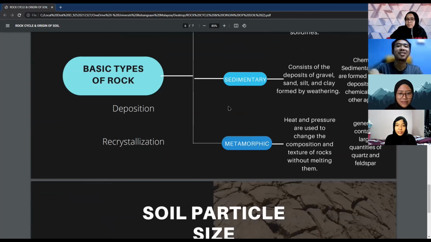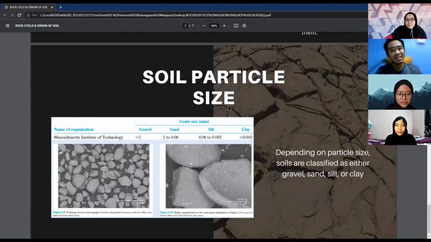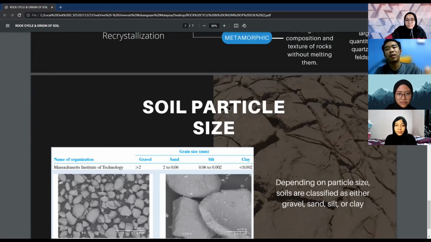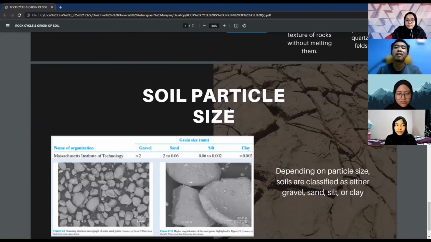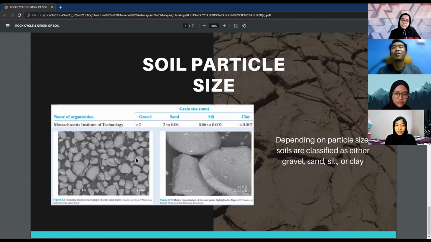I think it's okay. Next, we going to the soil particle size, and soil particle size depending on particle size. Soil are classified as either gravel, sand, silt, or clay. For the gravel is more than 2 millimeter, and sand 2 to 0.06 millimeter, and silt 0.06 to 0.002 millimeter, and clay it will become very smaller, which is less than 0.002 millimeter. Okay, that's all from me.